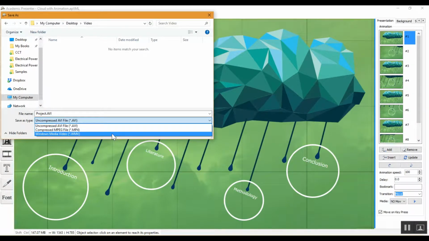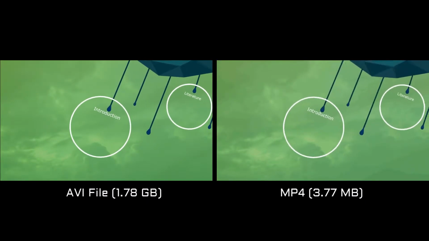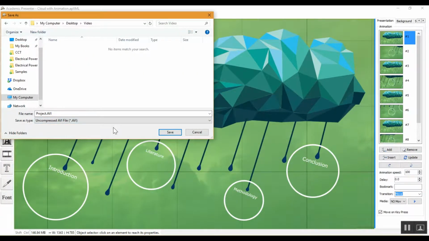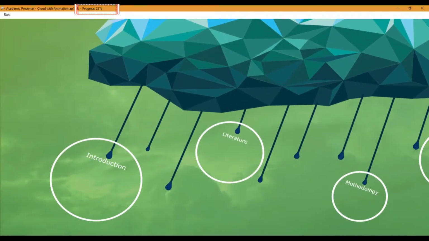Uncompressed AVI file has much higher quality as well as larger file size. Therefore, select the encoding format based on your needs. After pressing OK, Academic Presenter runs your presentation and inserts each frame into the video file. In the title bar, you can also see the progress report.